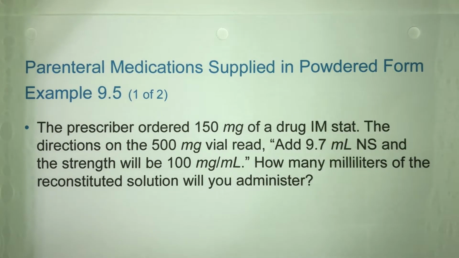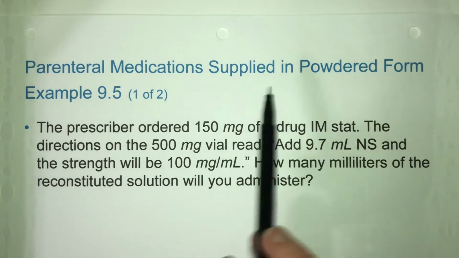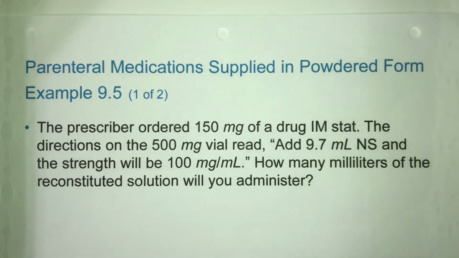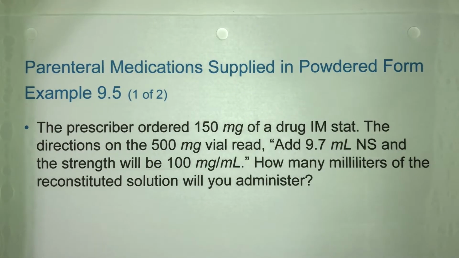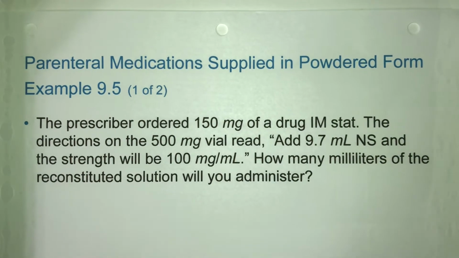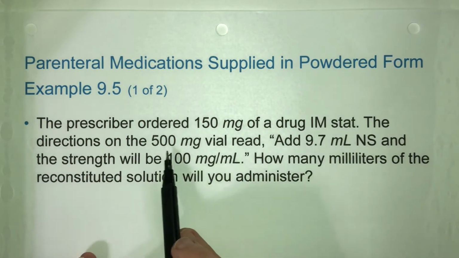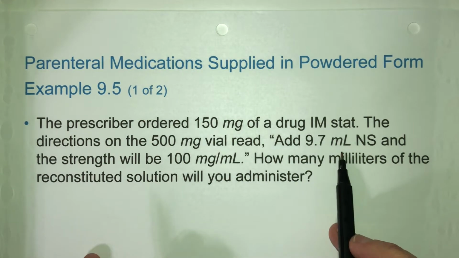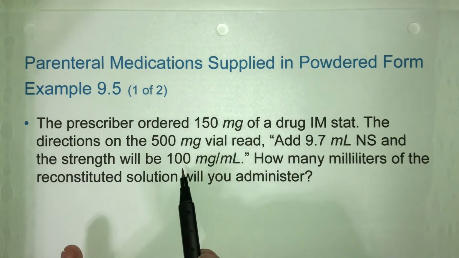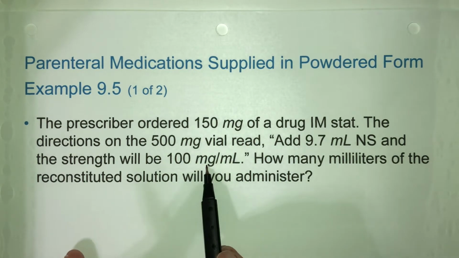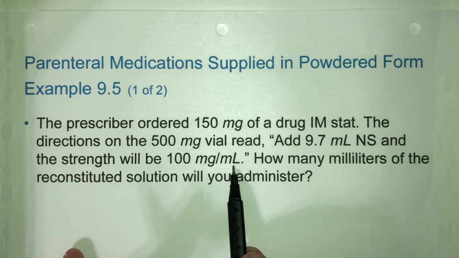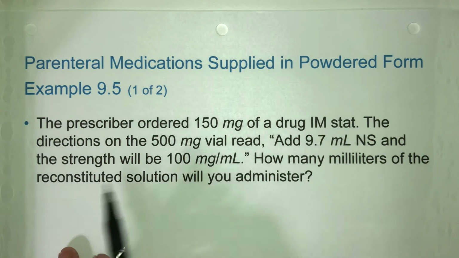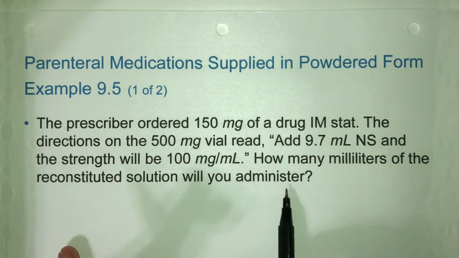This is part 4 of the Chapter 9 lecture. Okay, so we're going to do some math with a drug that's in powdered form. The prescriber ordered 150 milligrams of a drug, stat. The directions on the 500 milligram vial read add 9.7 milliliters, and the strength will be 100 milligrams per milliliter. How many milliliters of the reconstituted solution will you administer?